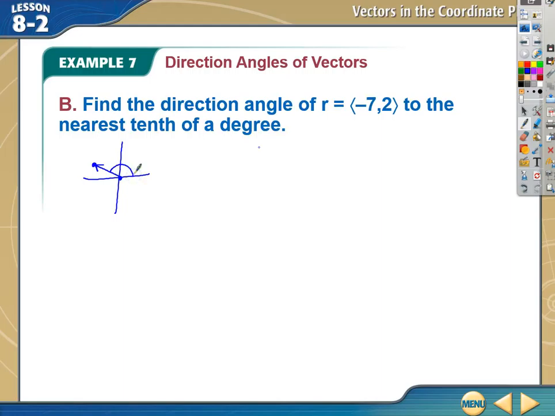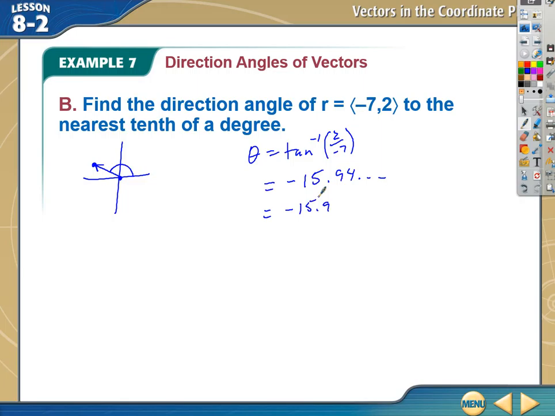So I set everything up the same. I want to find out, hey, what's theta? Theta is going to be the inverse tangent of y over x, so again, 2 over negative 7. I go tapping away, making sure I'm still in my degree mode, and I find out that my answer is a negative 15.94, blah, blah. Again, nearest tenth of a degree, it is equal to a negative 15.9.